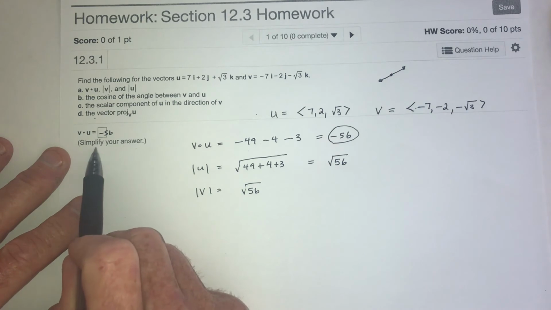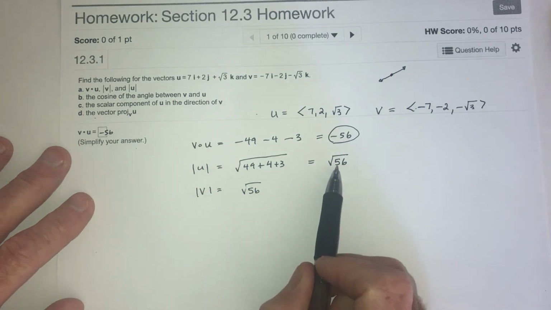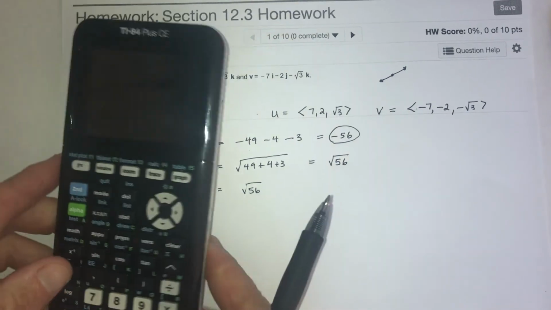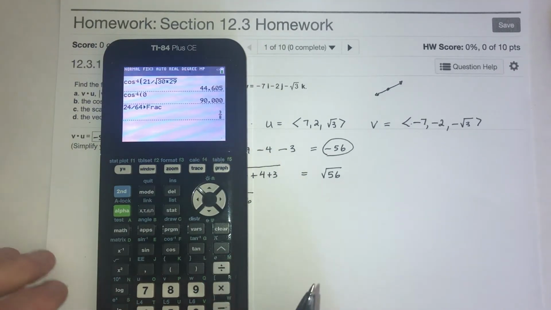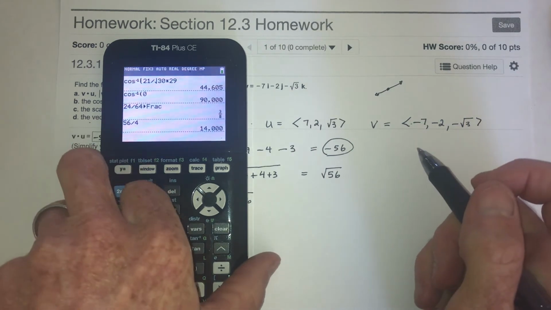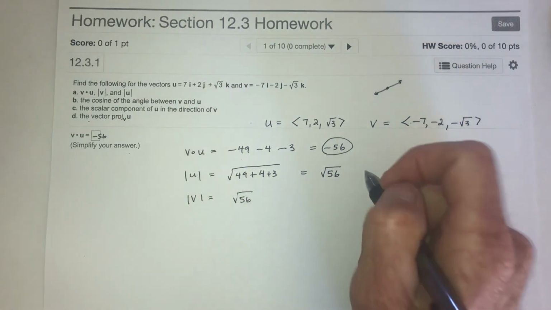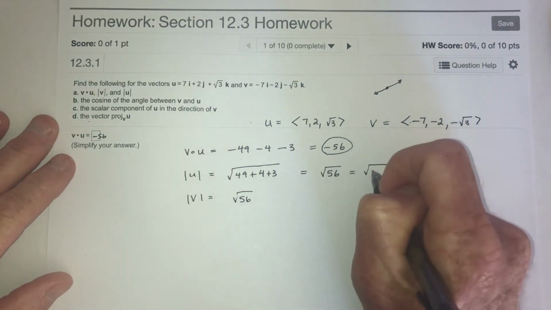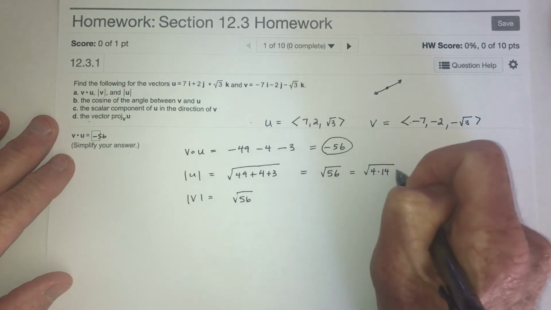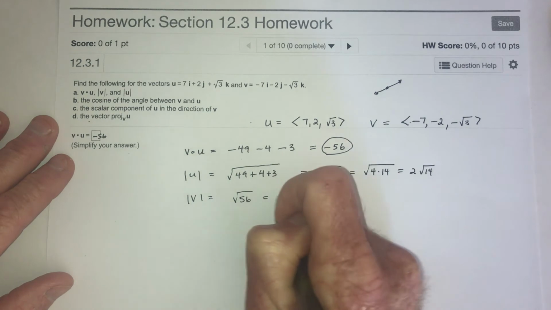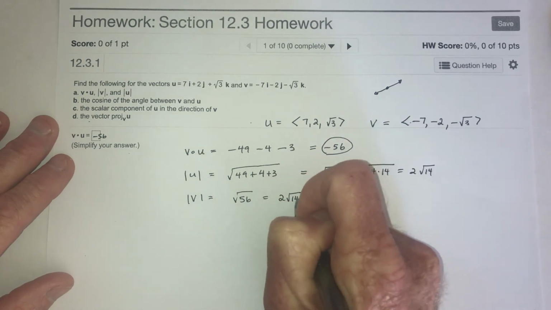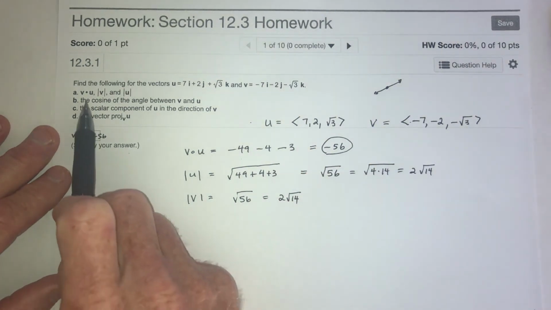Oh, it says simplify your answer. So can this be simplified? Let's see. 56, could you factor out a 4? Yes, it's 4 times 14. So that would be 2 radical 14. All right, so that's this part.